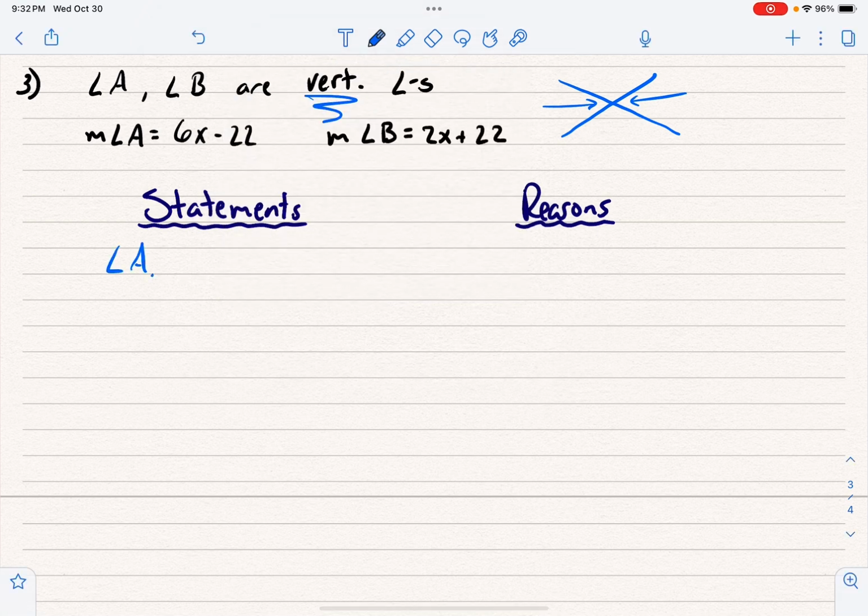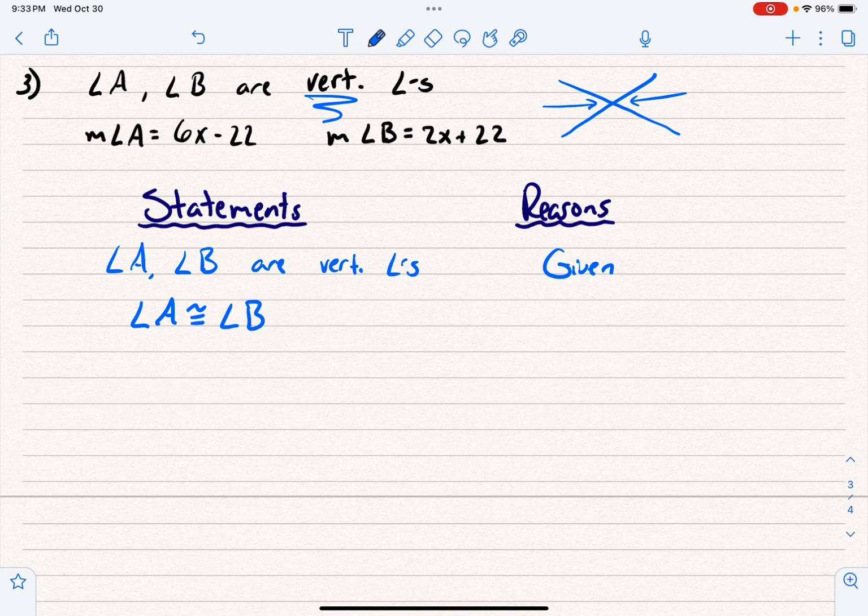We're going to go with the given information, say angle A and angle B are vertical angles, and that's given. And now at this point, we take a slightly different approach. We're going to say that angle A is congruent to angle B. And how do we know they're congruent? That's not the definition of vertical angles.